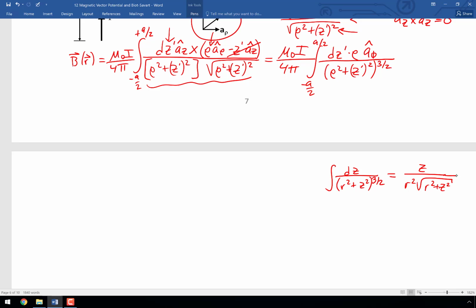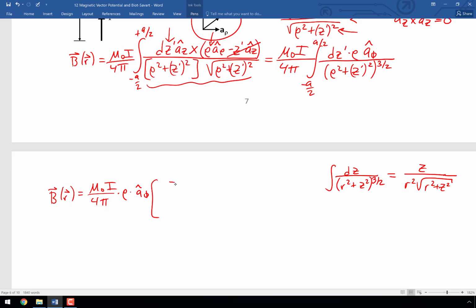We can pull the rho out in front of the integral. We can pull the a sub phi out in front of the integral. And so the penultimate version here is going to be B of r is equal to mu sub 0 I over 4 pi times rho times a sub phi. And then now this is the integral of dz prime over rho squared plus z prime squared to the 3/2 power. It's going to be exactly this integral right here.